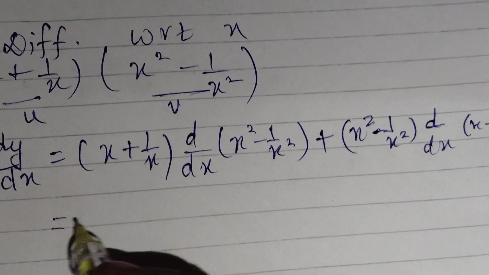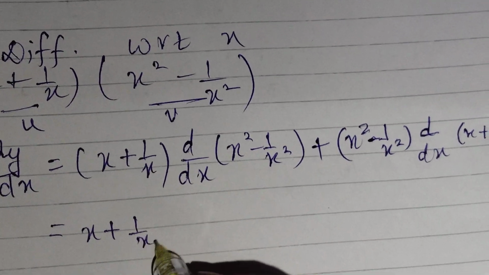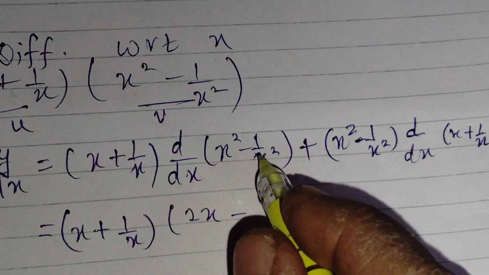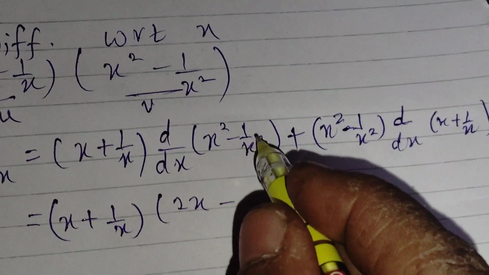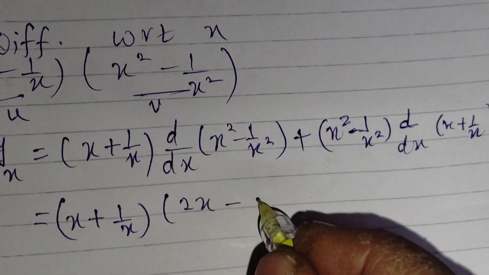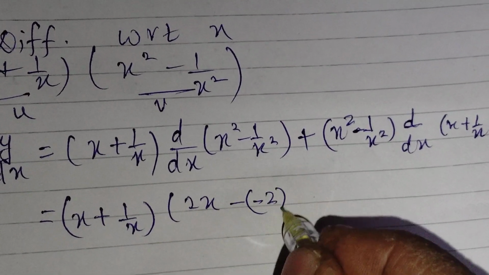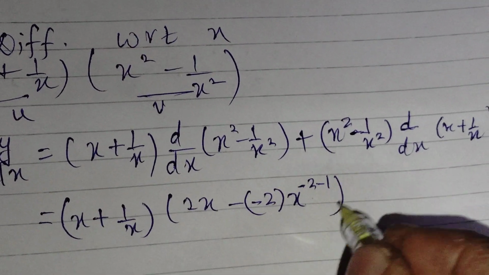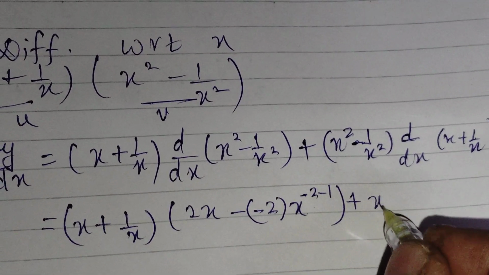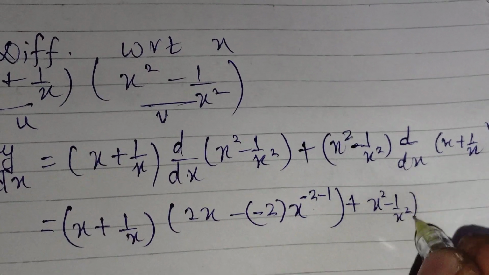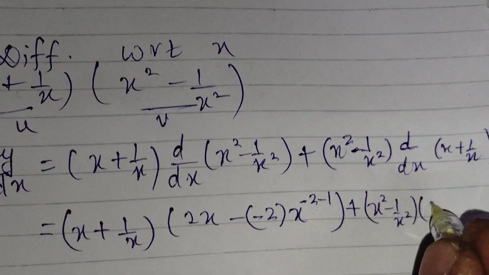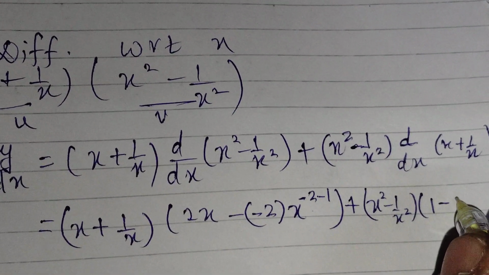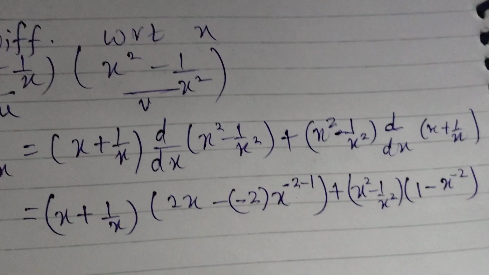Now the first bracket as it is we write down, and differentiation of x square is 2x, and for 1 upon x square differentiation, first we send x square to the numerator, it becomes x power minus 2, and differentiation of x power minus 2, so minus 2 we write in front, and then minus 2 minus 1 we write in the bracket, plus x square minus 1 upon x square we write as it is, and differentiation of x is 1, and 1 upon x is x power minus 1, its differentiation is x power minus 2.